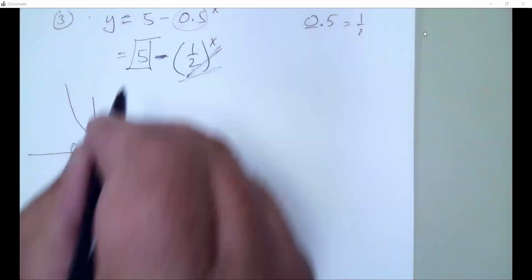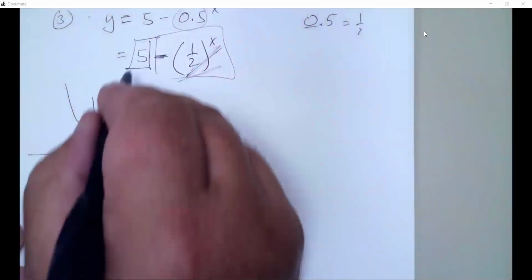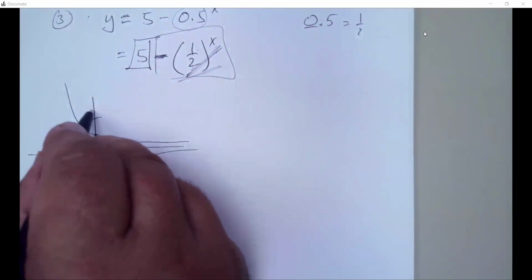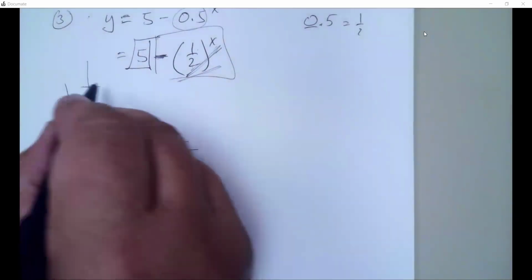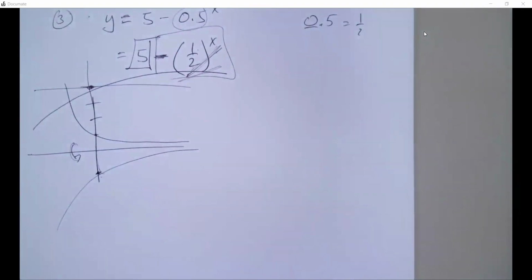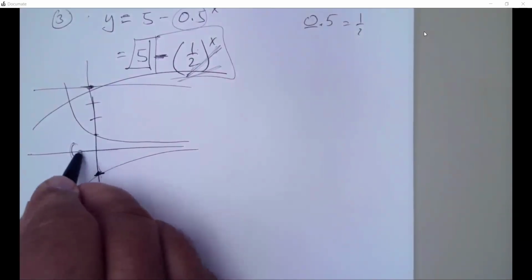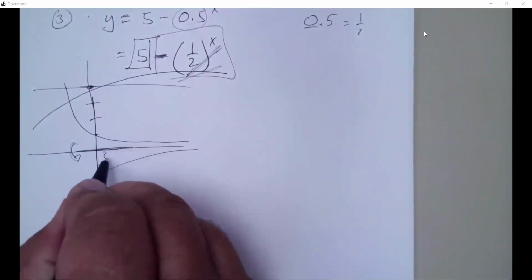Now, this is a +5. Whatever this number is, I add 5. 1, 2, 3, 4, 5. So there's my new intercept. The graph crosses like this. And always between the y-intercept and the asymptote, it's always 1.